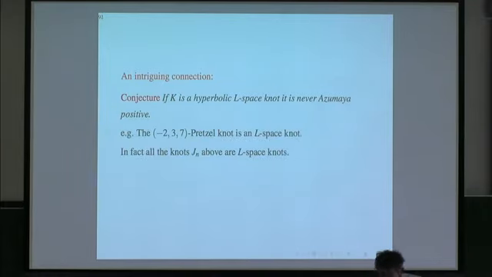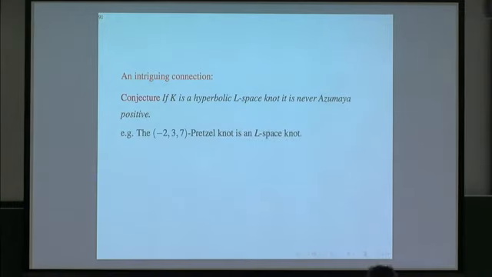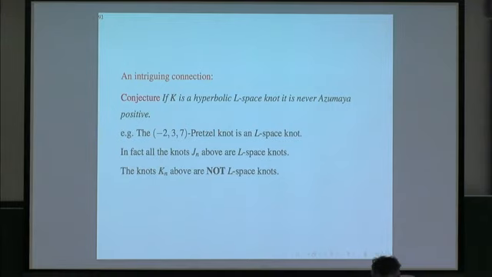Moreover, in fact, all those knots Jn, the ones that come from the minus 2, 3, n pretzel knots, are all L space knots. I forget who proved that. It might have been Ozsvath and Szabo, it might have been Tillmann, and was it Tai and Allison, or was it Ozsvath and Szabo? Yeah, okay. So these minus 2, 3, n knots are L space knots, I beg your pardon. And so these polynomials we saw never satisfy condition star. And the knots Kn above are not L space knots.